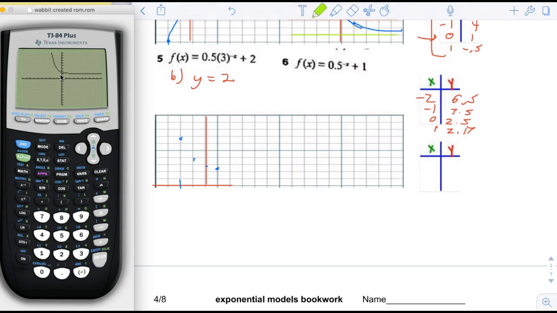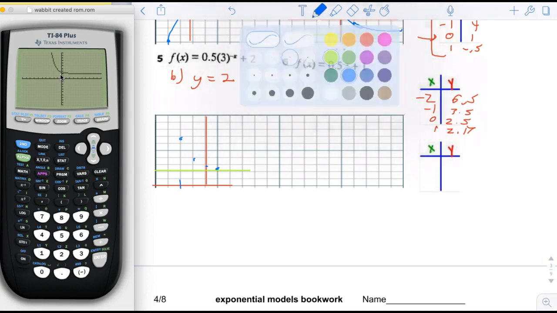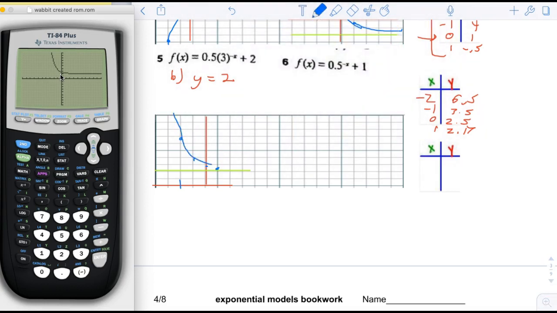We could draw our horizontal asymptote, and then we'll connect our points. That was a terrible drawing. Okay, kind of like that, right? Okay, let's do our last one. So it's 0.5 to the exponent of -x, plus 1. Just to get an idea of what it looks like, we'll graph it like this.